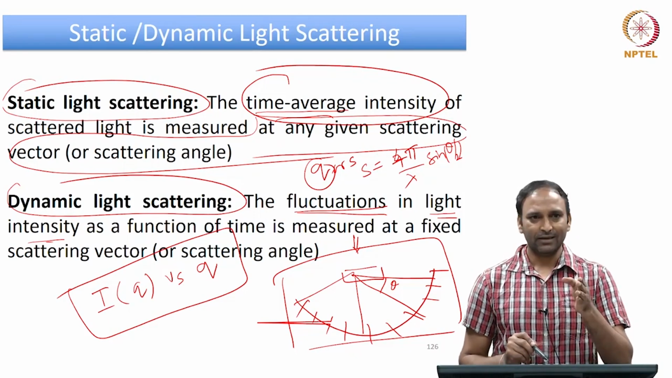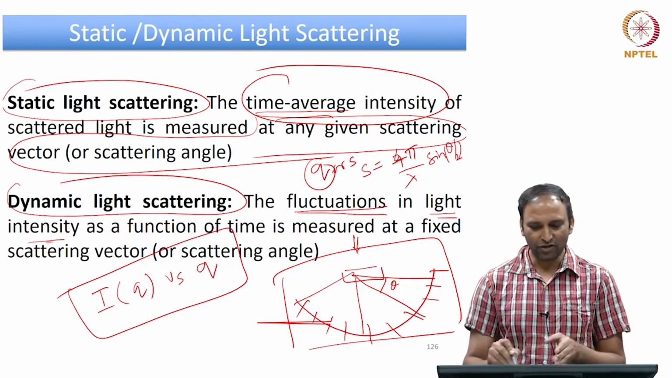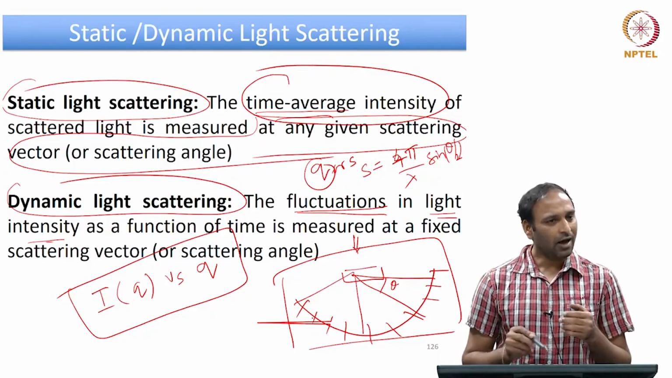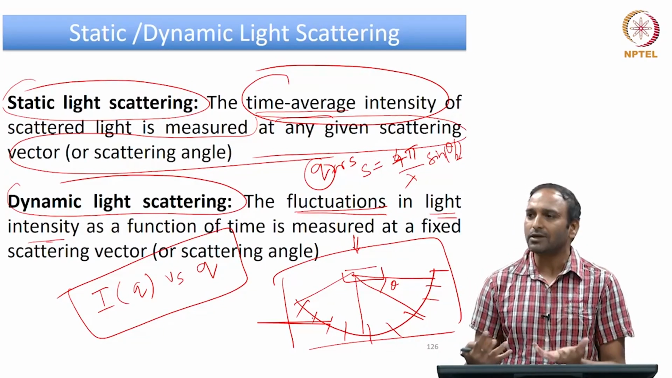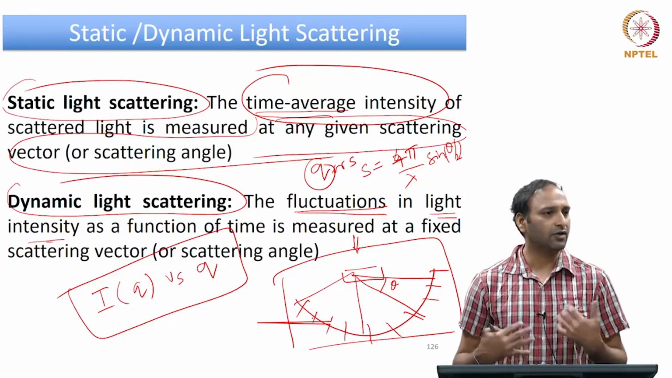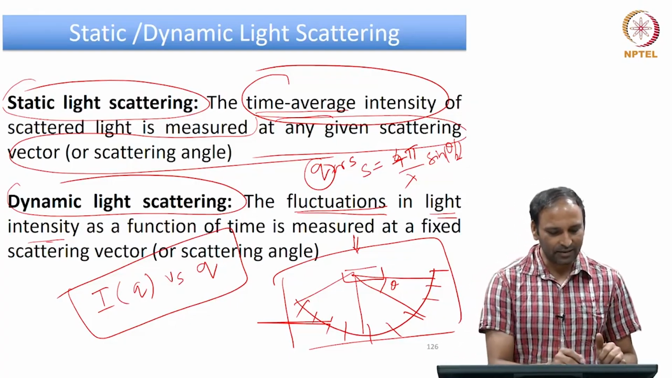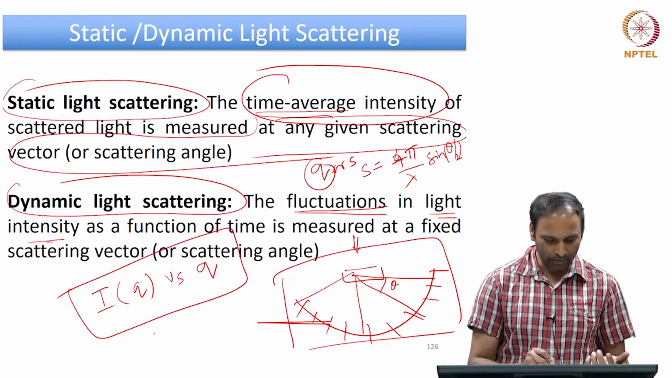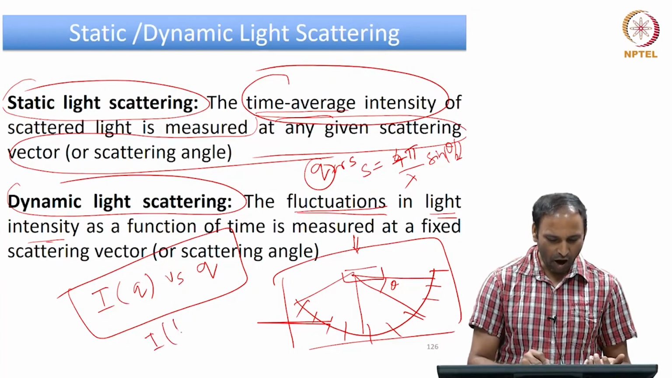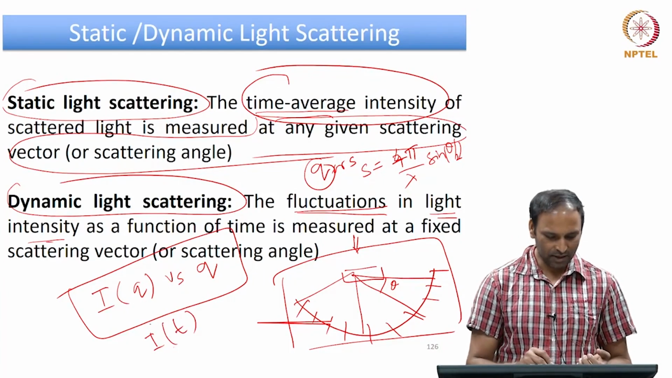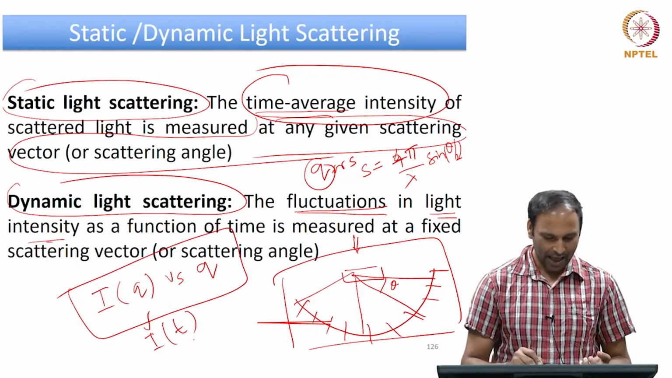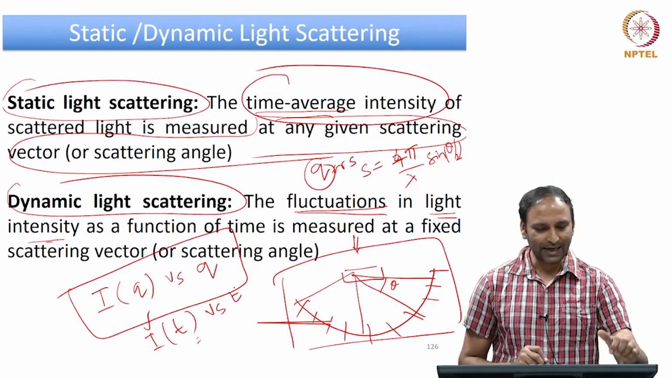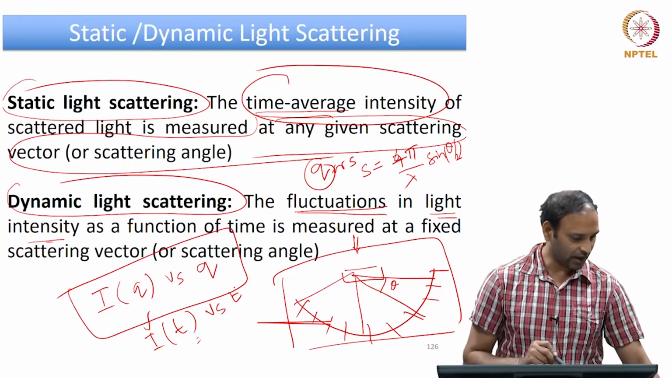You are measuring the scattered intensity as a function of this scattering vector, and that is the data that you get, and you analyze that data to get any meaningful quantity that you want out of your experiment. And in the dynamic light scattering measurements, what is measured is the fluctuations in the light intensity. What you are measuring is I of t, the scattered intensity as a function of time. That is the difference between static light scattering and dynamic light scattering.